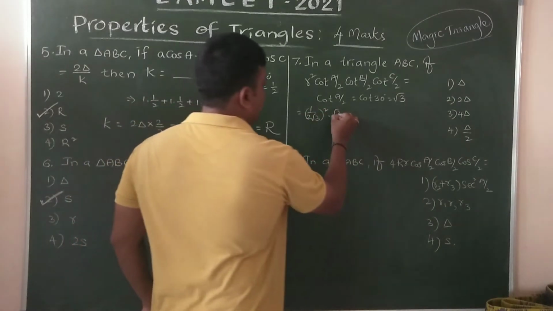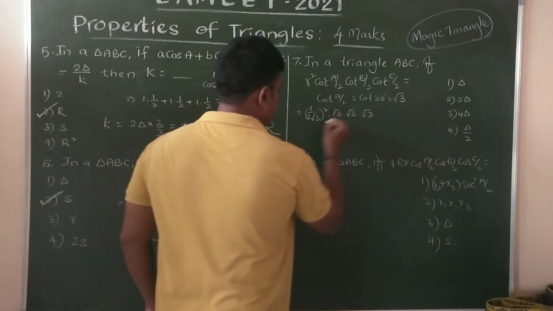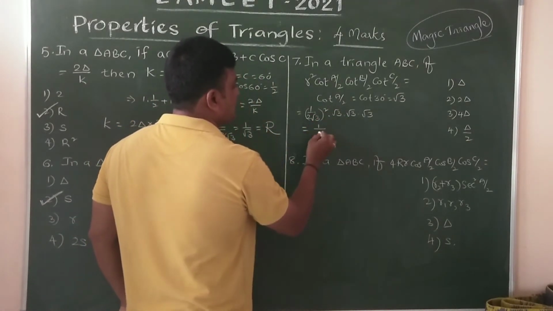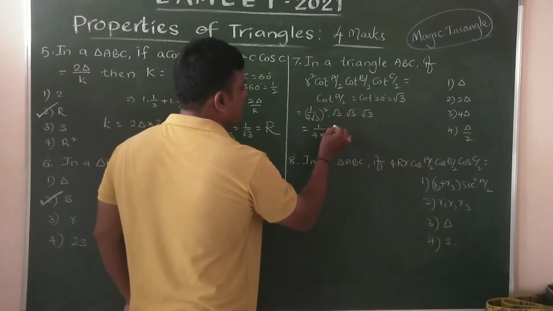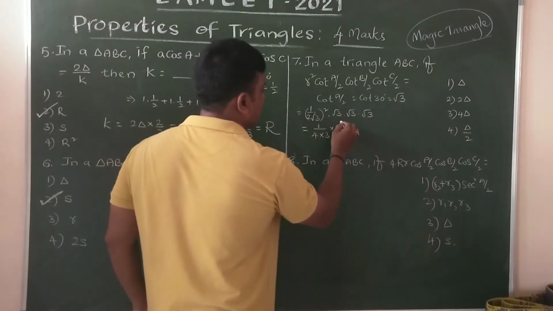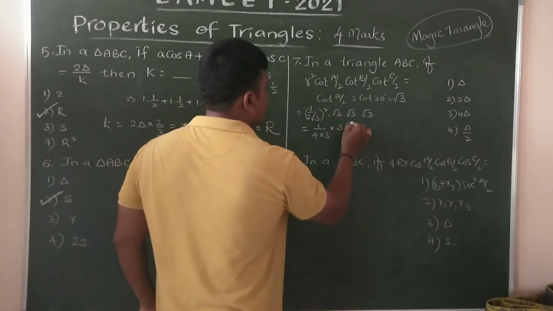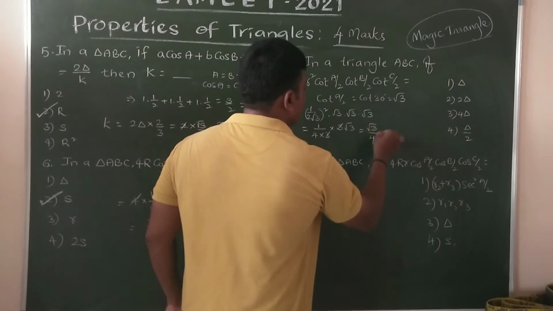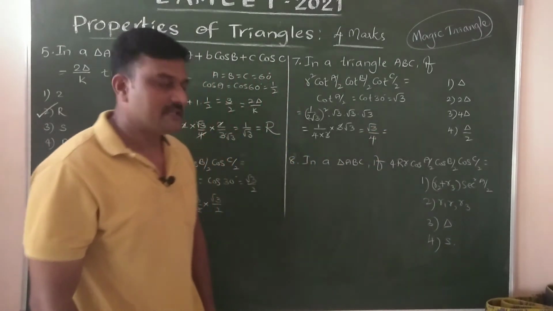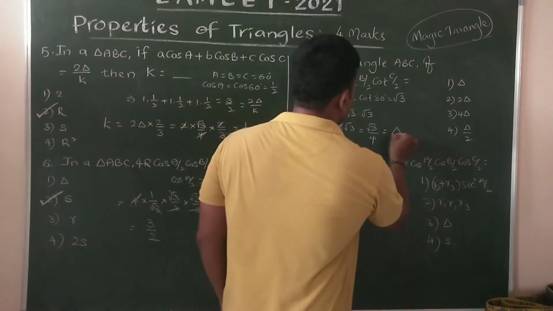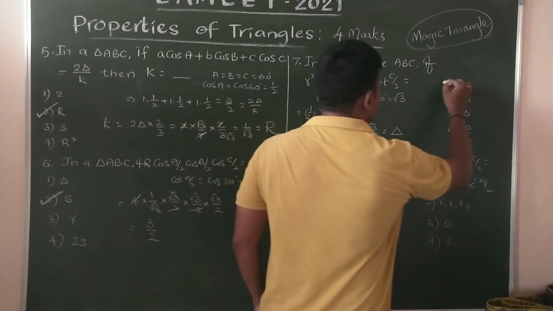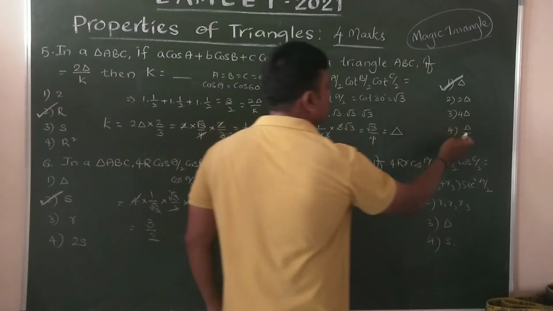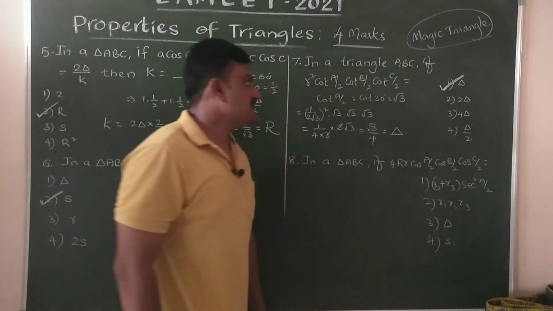Now root 3 into root 3 into root 3. Write down 4 into 3 because the square is there. Now root 3 into root 3, 3 root 3. 3 and 3 get cancelled. Root 3 by 4, which is nothing but delta. Our option is the first one. Here we have delta, 2 delta, 4 delta, delta by 2. Then our answer is delta.